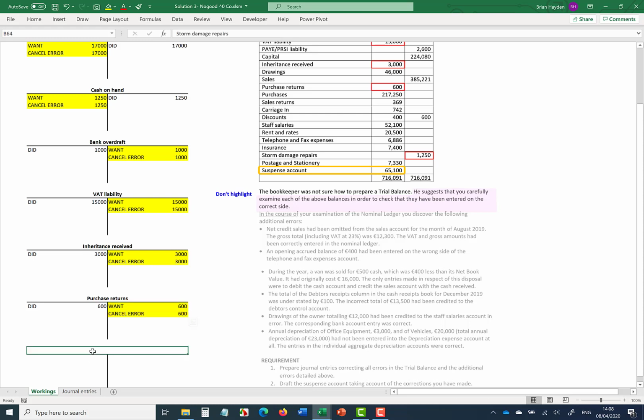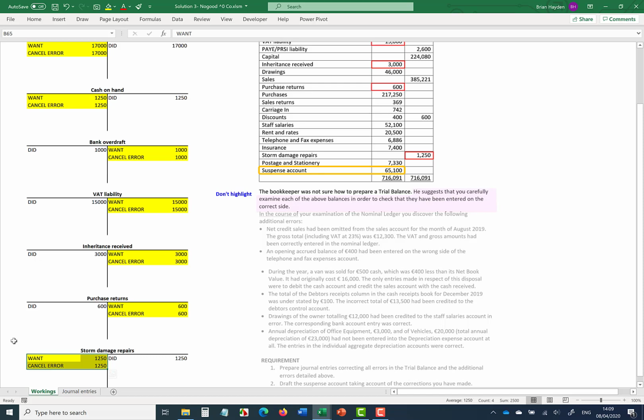And finally, storm damage repairs. We put 1250 on the credit side. We want it to be on the debit side. So again, we have to cancel our mistake. So the two yellow highlighted items represent what we need to do to the storm damage repairs account. So that concludes this video.